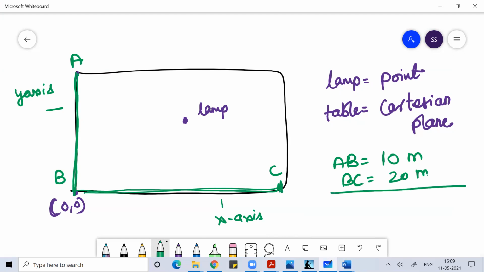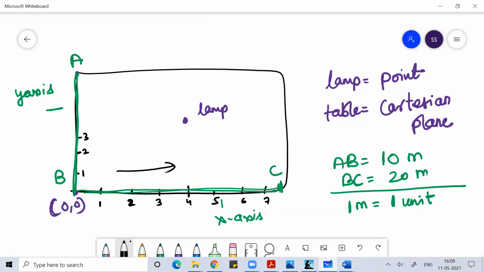Then I'll determine the scale. Let 1 meter equal 1 unit on the scale. Then with the scale I'll measure 1 meter, and at every 1 meter distance I'll put a dot: 1, 2, 3, then increasing to the right, 4. I hope you understand. Like this I'll do vertically and horizontally. Here I'm assuming the value increases from bottom to top, and here from left to right.